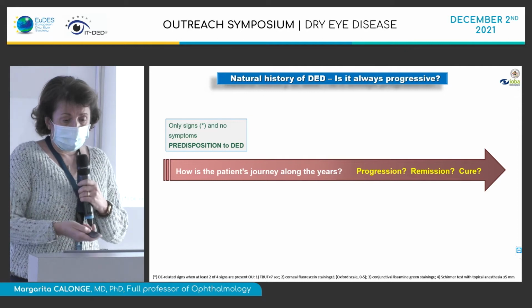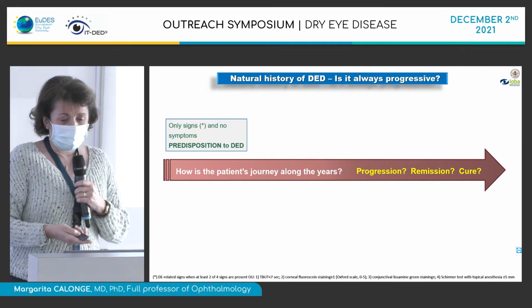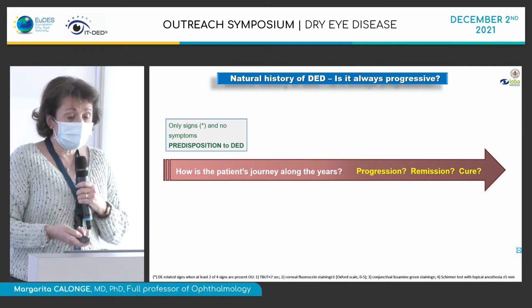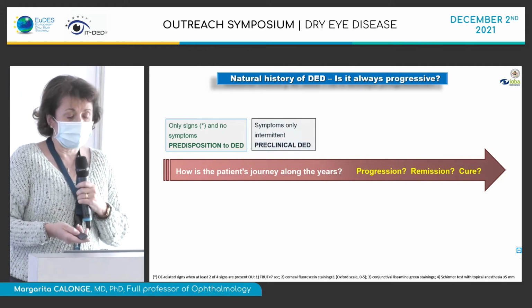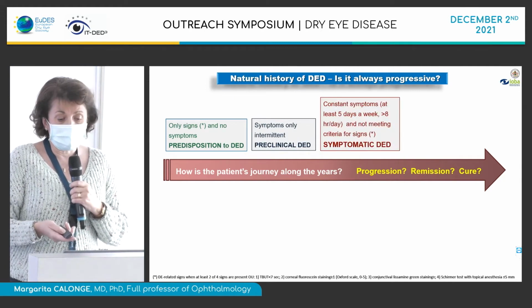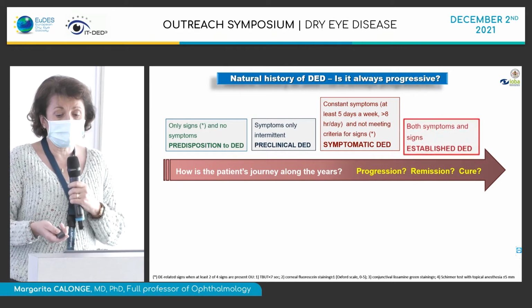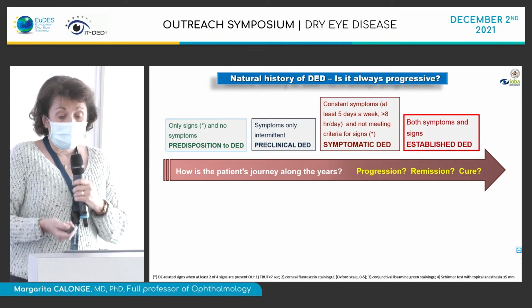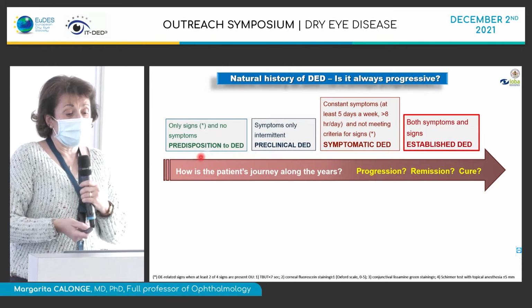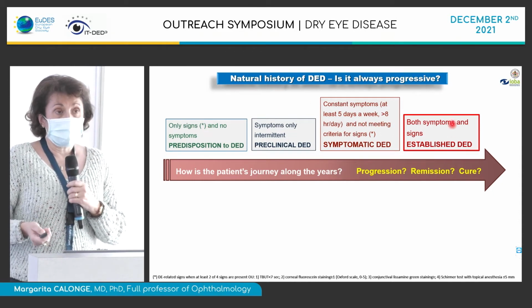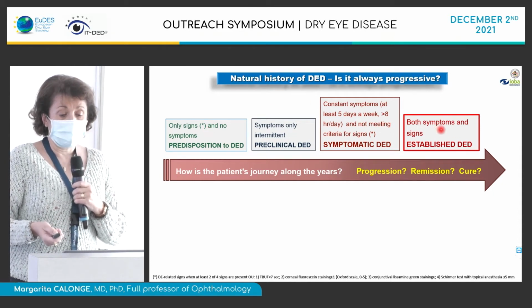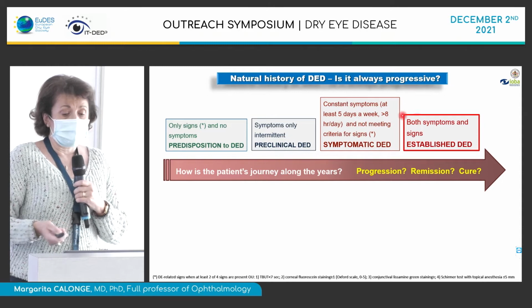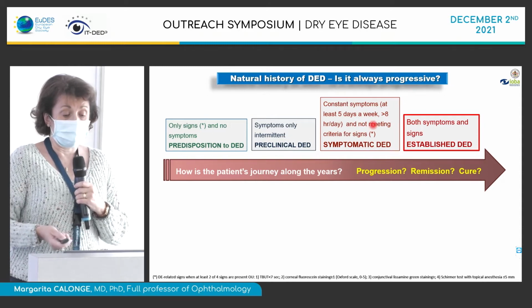journey through this arrow has been defined. TFOS already defined what is predisposition, what is preclinical dry eye, symptomatic or established dry eye. But this doesn't mean that a patient is going to go always from here to here. A patient can start here, stay here forever. I mean, the variations are tremendous.